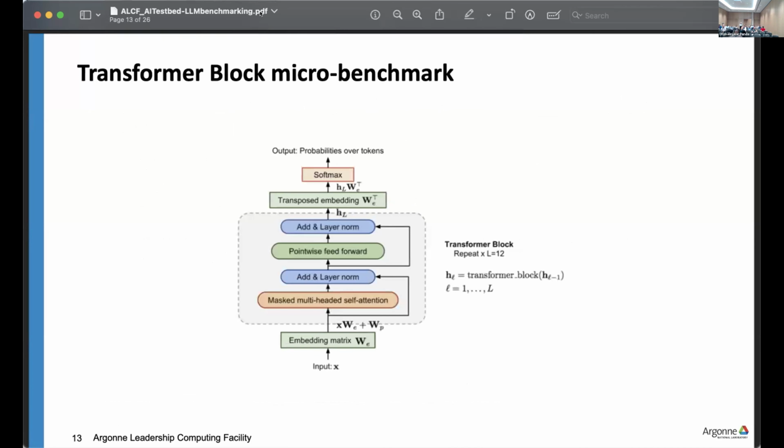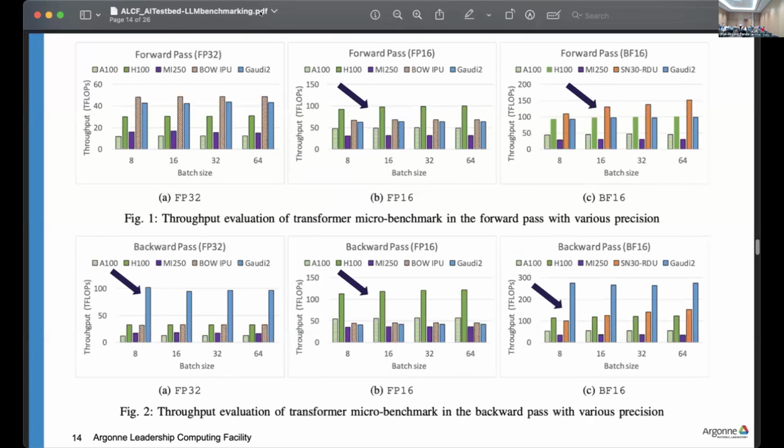So this is a pretty core transformer block, as you know. It has a multi-head self-attention, followed by a feed-forward network with some tanh and layer normalization in between. This is the core building block for a transformer model. We used this as a micro benchmark, and we ran it on the different systems across different precisions. The top graph shows the throughput evaluation of this micro benchmark for the forward pass, and we changed the precision: FP32, BF16, and FP16.